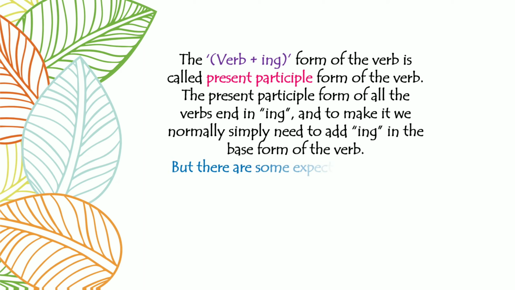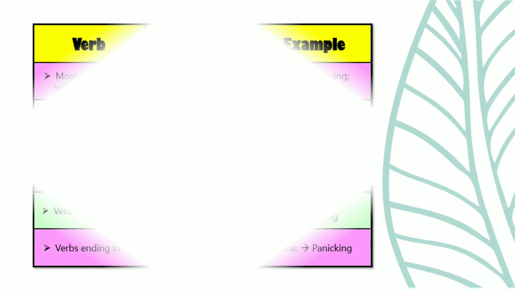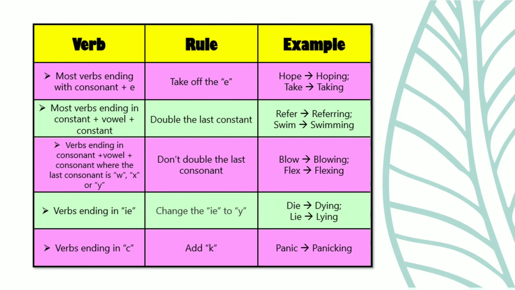But there are some exceptions though. Let us see what those are. Verb: most verbs ending with consonant plus E. Rule: take off the E. For example, hope, hoping. Take, taking.